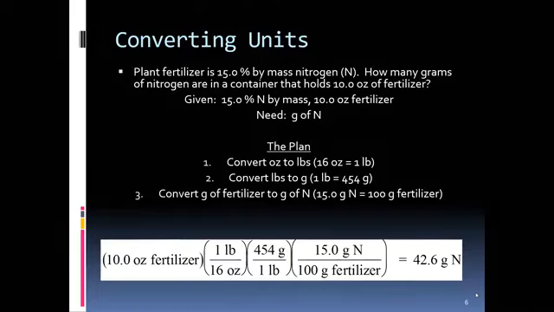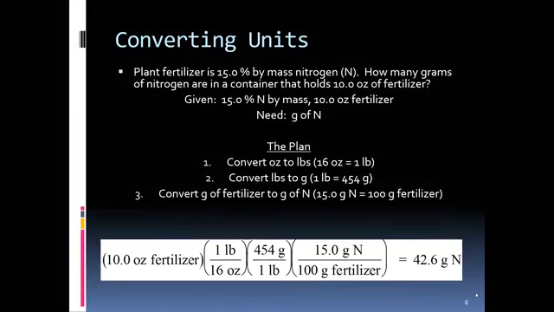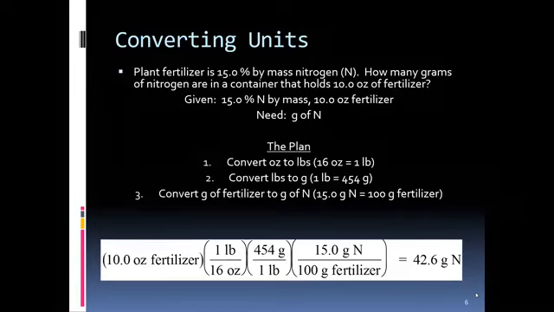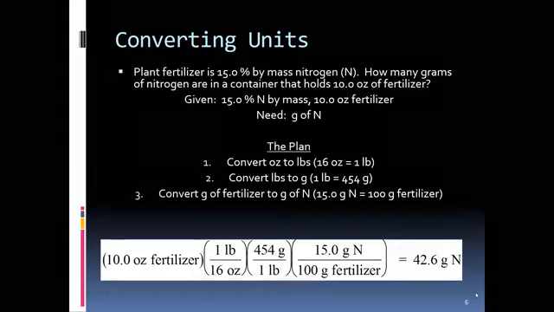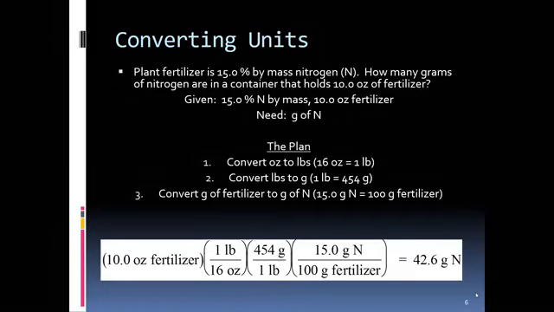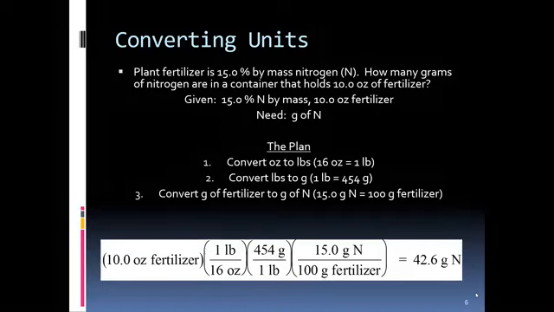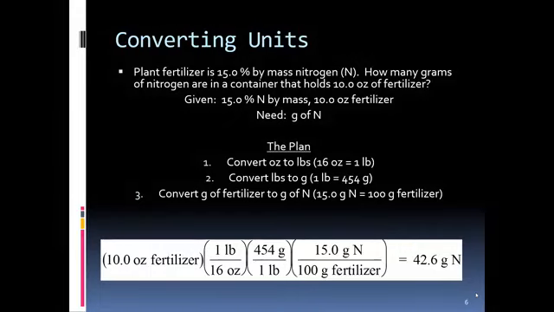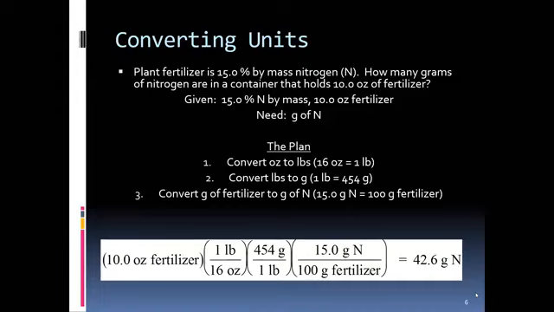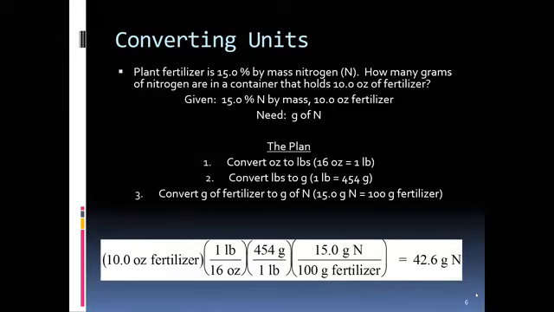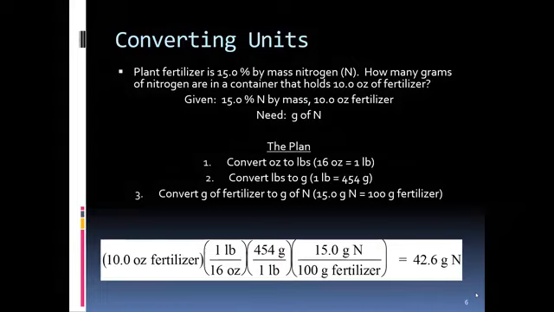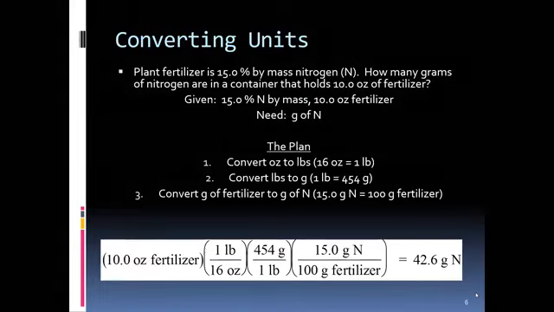454, however, has 3 significant figures, the same as what we started with in our 10 ounces. So right now it appears we should have 3 significant figures in our answer. The 15.0% is also not an exact number, but it also has 3 significant figures, and therefore our answer is going to have 3 significant figures, 42.6 grams of nitrogen being the correct answer. It's worth pointing out that in the percentage you do treat the 100 grams as an exact number.